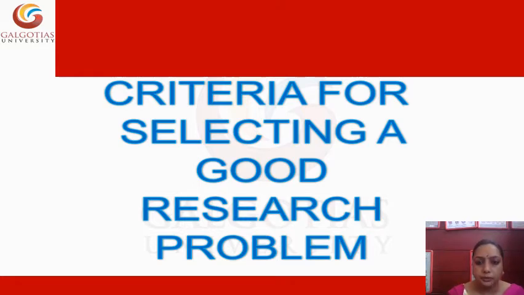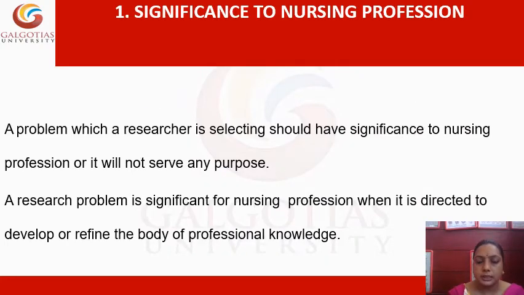Now, criteria for selecting a good research problem. So what are the characteristics to be followed while we are selecting our research problem? So first is significance to nursing profession. Of course, whatever research problem we are selecting, that should have some weightage to our profession, that is valuable, and we will get the best evidence, best practice for that. So a problem which the researcher is selecting should have significance to nursing profession, or it may not serve any purpose. Of course, if it is not applicable to us and non-beneficial to us, then none of that use.